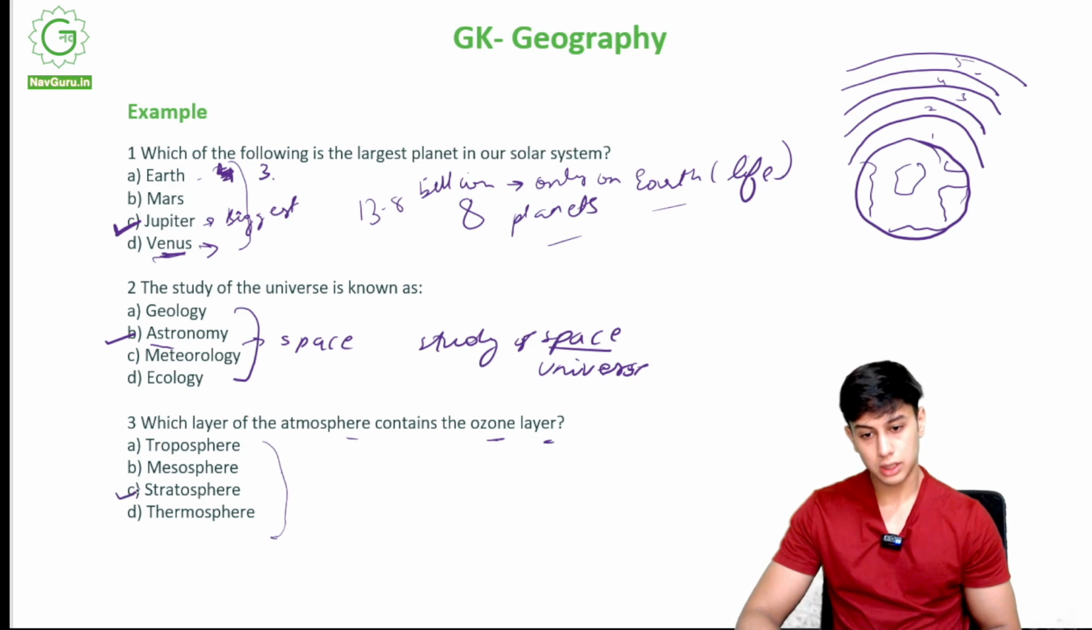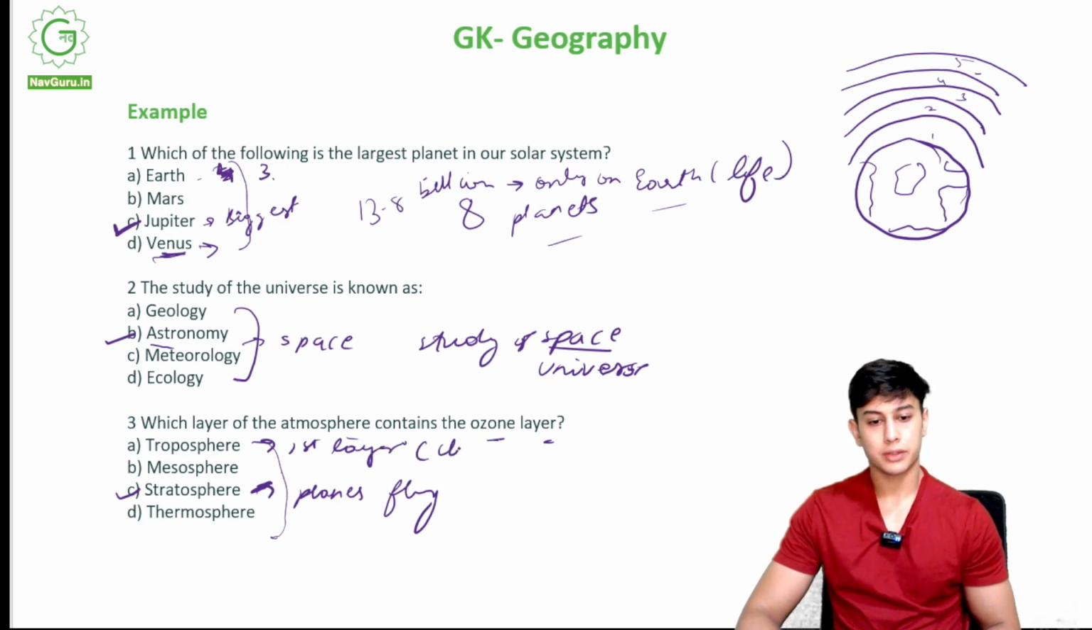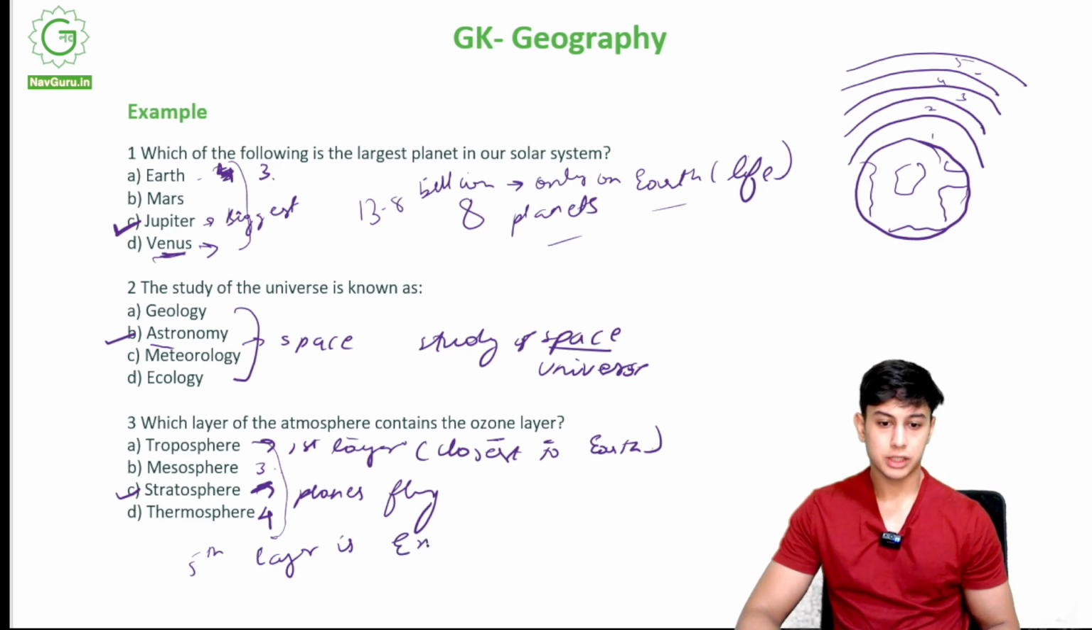It is C, stratosphere. This is where planes fly as well. Troposphere is the first layer closest to the earth. Then we have the mesosphere. Then we have the thermosphere, that is the fourth layer. And the fifth layer is the exosphere.